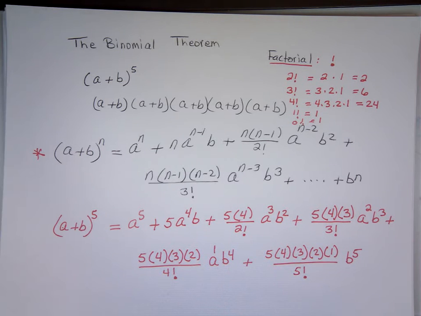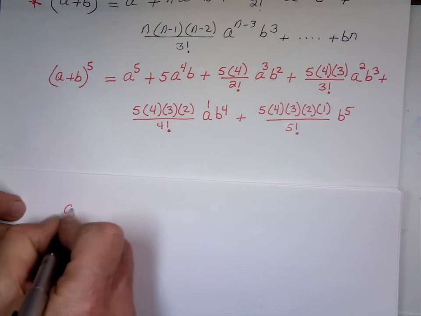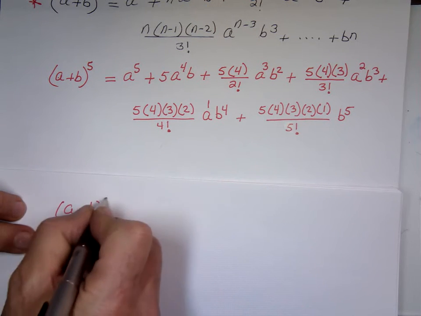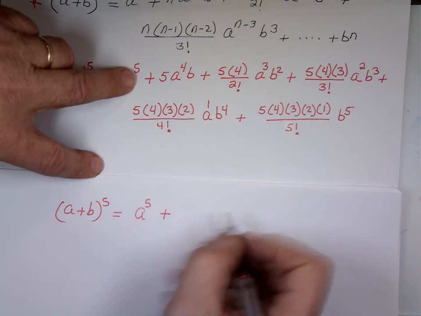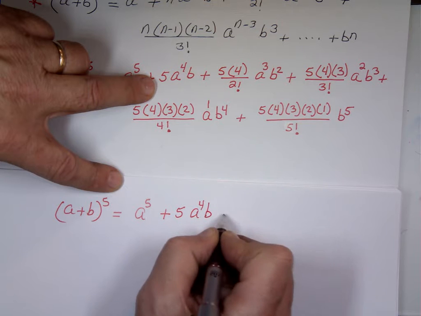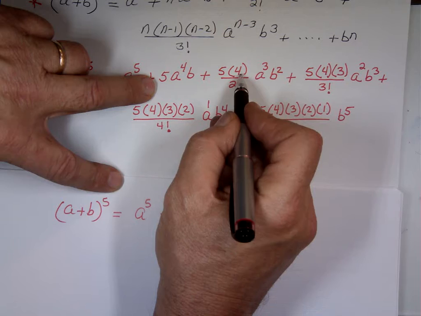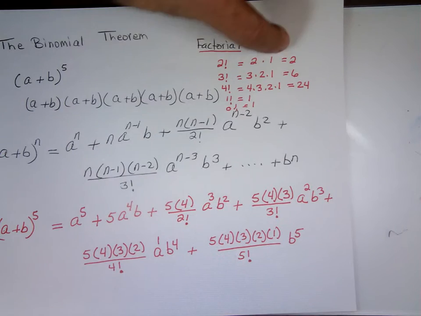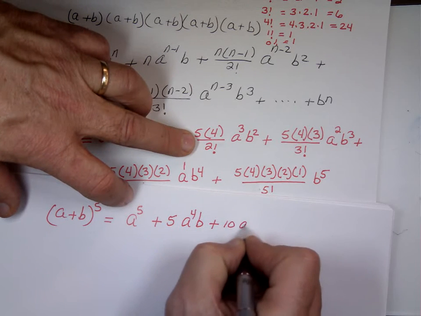Good eyes, Jennifer. So now if I do my math here, (a + b) to the power of 5 is going to be a to the 5th plus 5 a to the 4th b plus, what's 5 times 4? 20. And 2 factorial, I have it written down as what? 2. What's 20 divided by 2? 10. A cubed b squared.